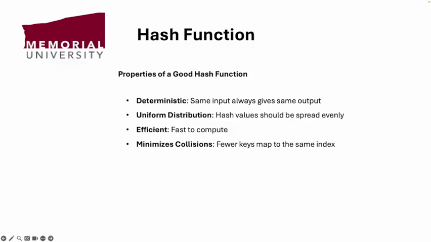Third, efficiency: it should be very fast to compute. You cannot take a minute or 30 seconds to calculate the hash, that's not applicable. Fourth, minimize collisions, so fewer keys map to the same index. We'll discuss hash collisions in more detail. A collision means different inputs come out after hashing with the same output.